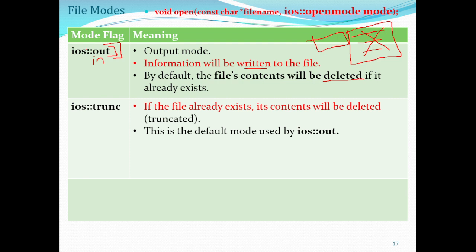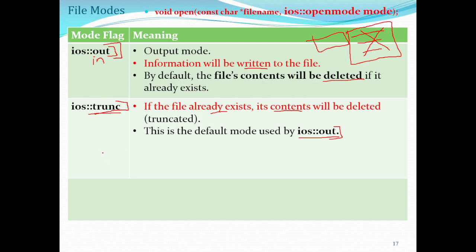Truncation. When we open a file with this flag and there is something in the file, all the data will be deleted. So it is basically already in this flag. When we use the out flag, that means we are already using truncation. So we have to be careful.